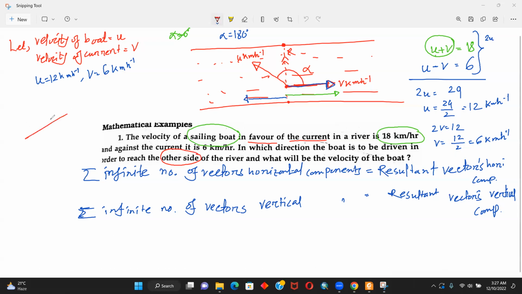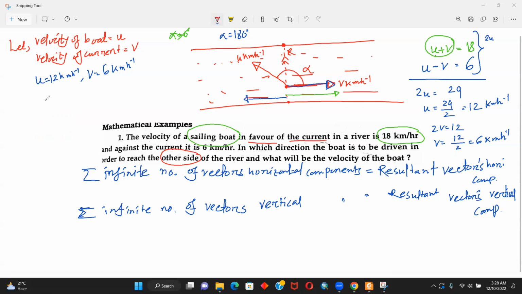Even if this is, say, 30 degrees, you won't take it as 30 degrees; you would rather take 270 degrees. So would it be 270 degrees? Why is it 270 degrees?